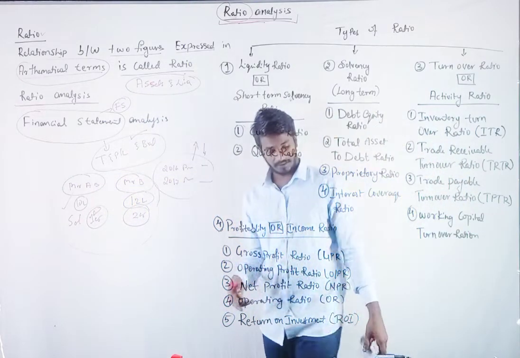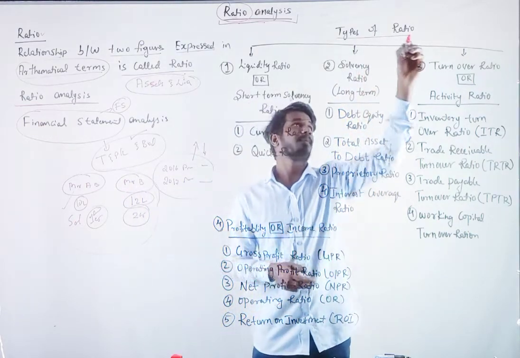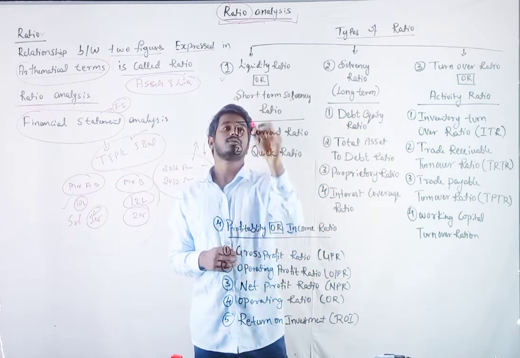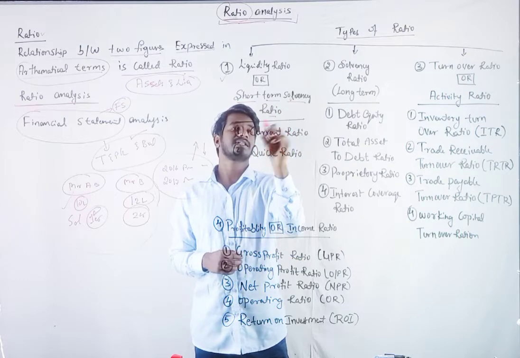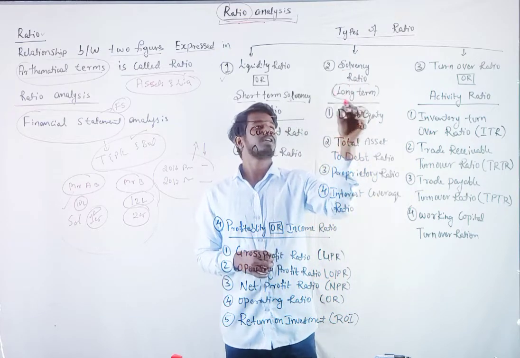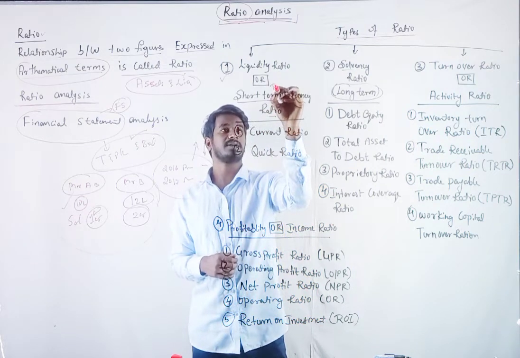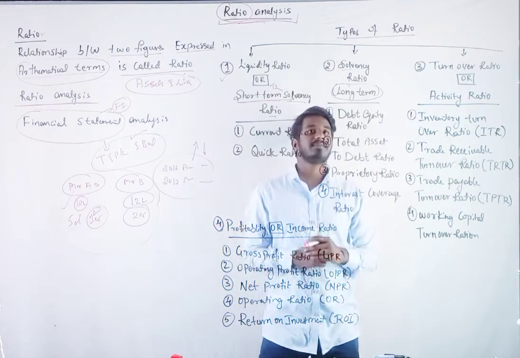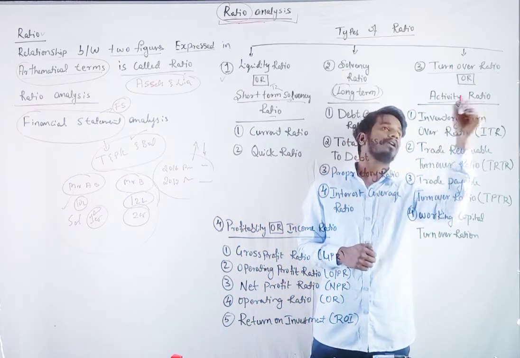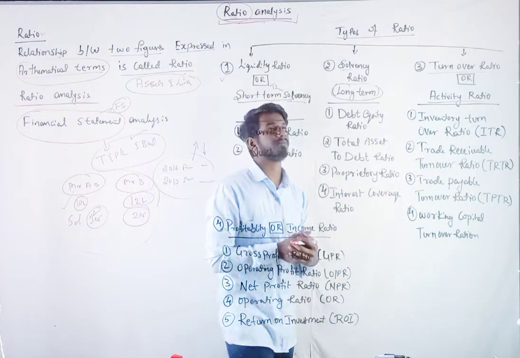Yes, after this, what are the types of ratios? There are majorly four types. Liquidity ratio, we can call it short term solvency ratio. And second one, solvency ratio, only for long term debts. Here it is short term solvency, meaning short term debts, and this is for long term debts. Fine. Next, turnover ratio and activity ratio. The fourth one is profitability or income ratio.